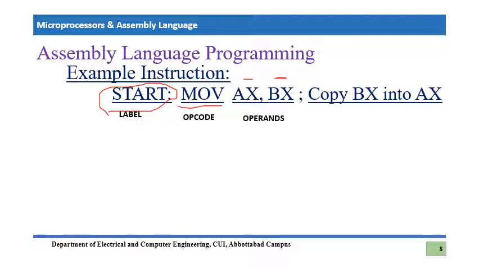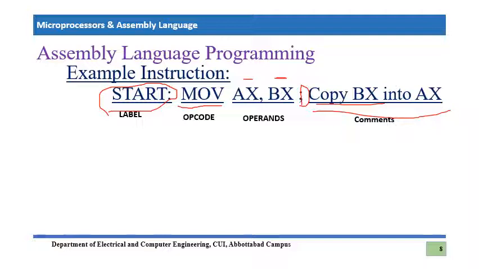So whatever the value of BX is, it is going to be copied into AX, and this latter part is basically a simple comment. Whenever you write comments in assembly language, you need to put a semicolon before them. Everything you put after the semicolon will be counted as a comment. So this instruction shows us several parts of an instruction.